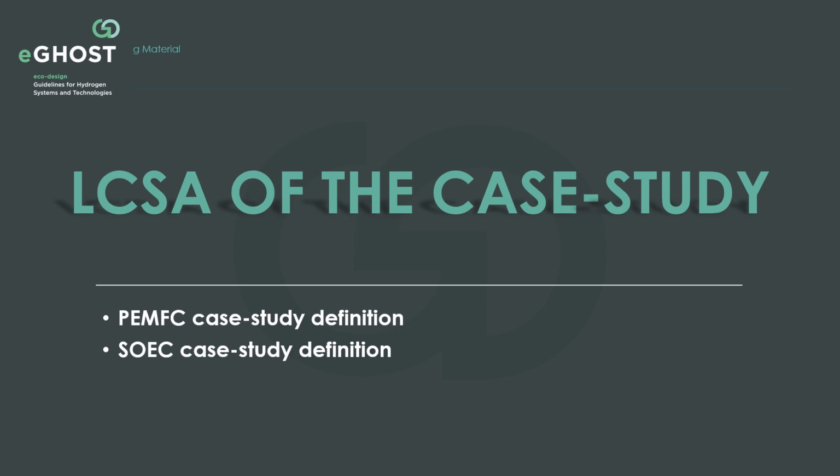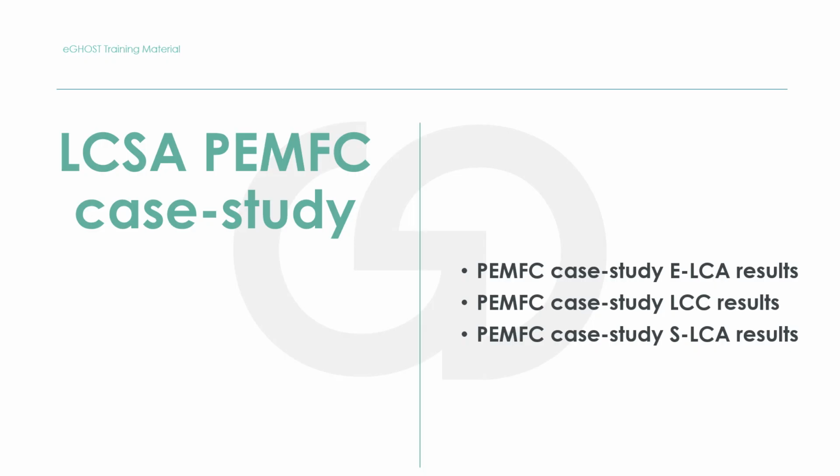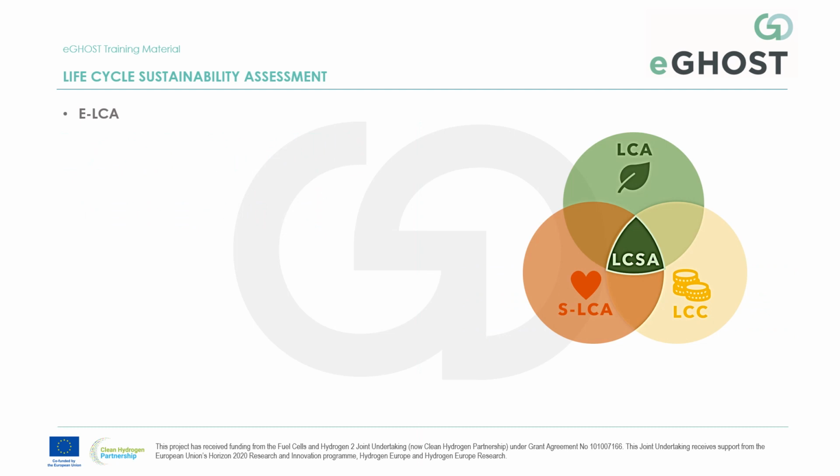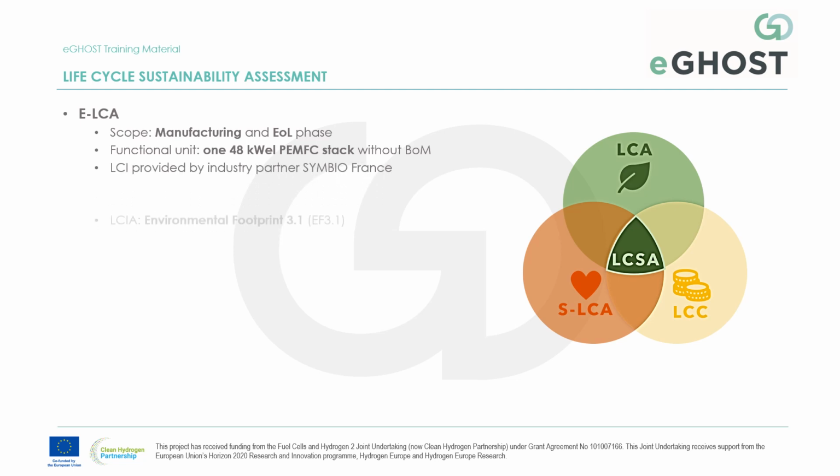So first let's look at the life cycle sustainability assessment of the case studies. First we will look at the PEM technology, and we did the environmental life cycle assessment, and the scope of the environmental life cycle assessment was the manufacturing and end-of-life phase. Functional unit was one 48 kilowatt electric power PEM fuel cell stack without the balance of plant. Life cycle inventory was provided by our industry partner Symbio France, and the environmental footprint 3.1 was used as the life cycle impact assessment methodology.